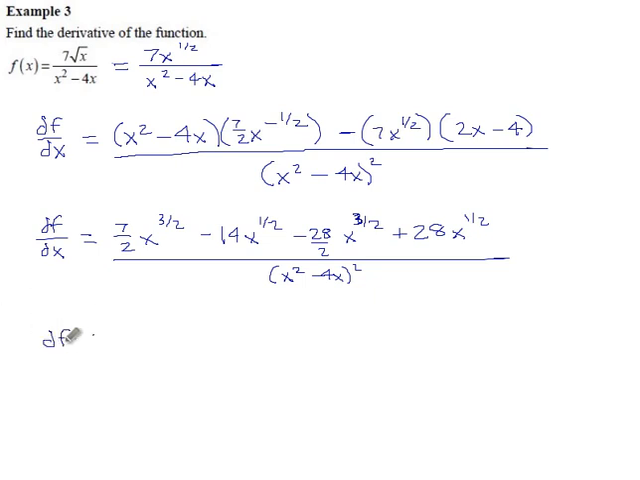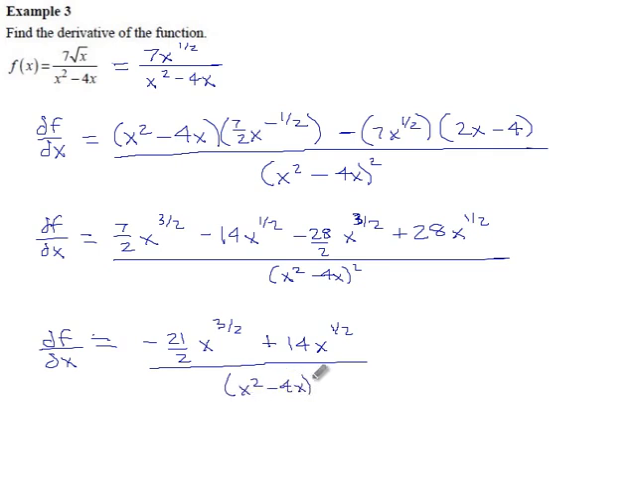So our finished derivative should look like 7 over 2 minus 28 over 2 is minus 21 over 2. And minus 14 plus 28 is plus 14 x to the half. And all that is over x squared minus 4x all squared.